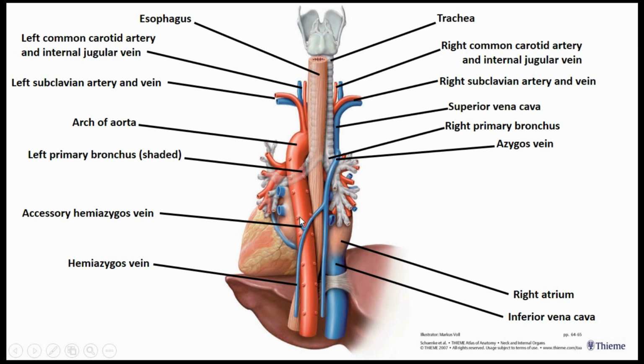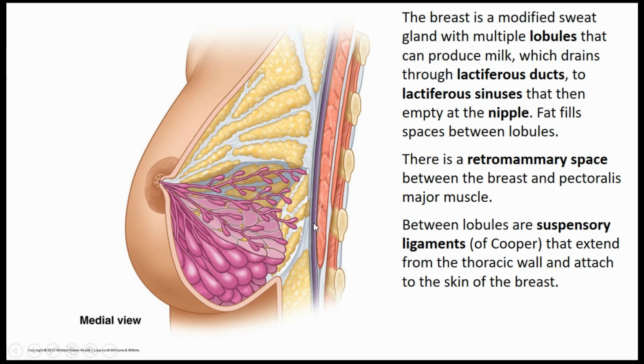Lastly, from this view, we can see some of the pulmonary veins entering the left atrium of the heart here. There's a couple others sandwiched over here, but we're not seeing them as clearly, and they're going to be bringing blood from the lungs back to the heart.